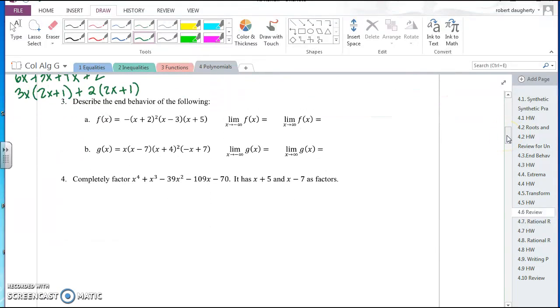Number 3, I'm describing the end behavior of these polynomials. Okay, so to know the end behavior, I need to know the degree and the leading coefficient. So in this first one, if I look at the degree, so I'm going to have a squared and then an x and an x. So the degree is 4, and the leading coefficient is going to be, I get a negative, and then I've got a 1 in front of that x, and a 1 and a 1. Leading coefficient is -1. So I've got an even degree polynomial, and I've got a negative coefficient, so the end behavior is going to look like this, okay?